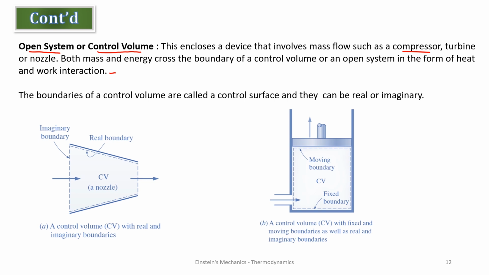So an open system is just the opposite of a closed system. With an open system, both mass and energy come out from the system. They come out. So they can cross the boundaries, meaning no restriction. Are we good? The boundaries of a control volume are called what? Control surface, and they can be real or what? Imaginary.